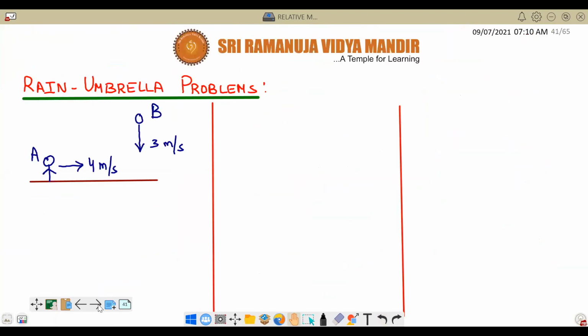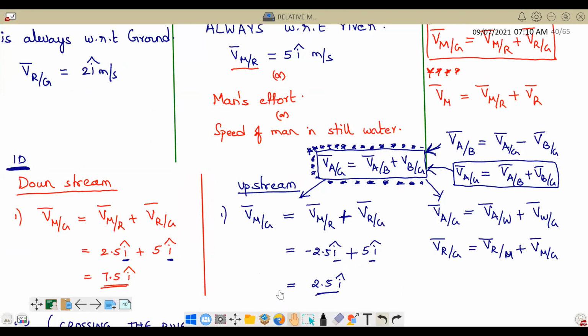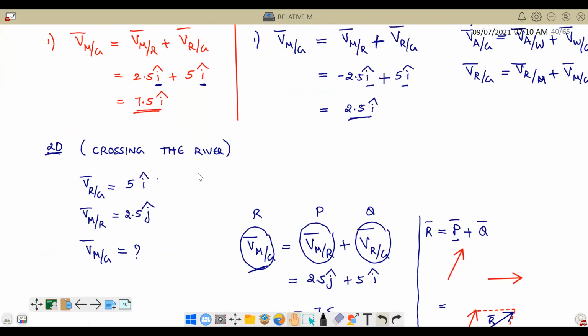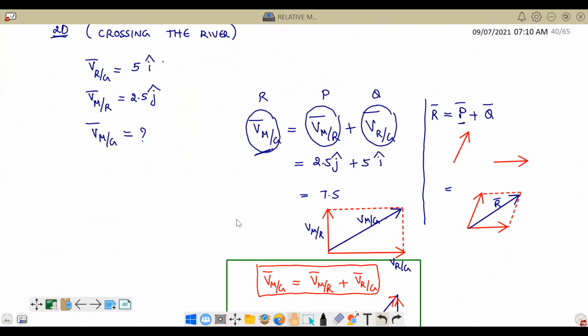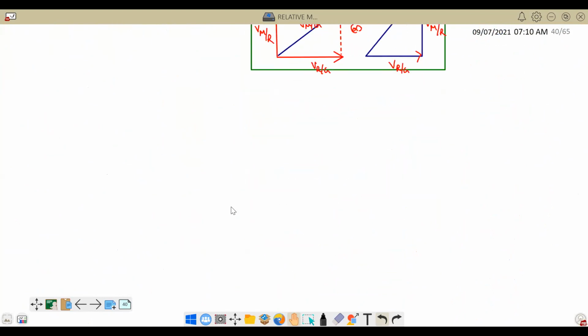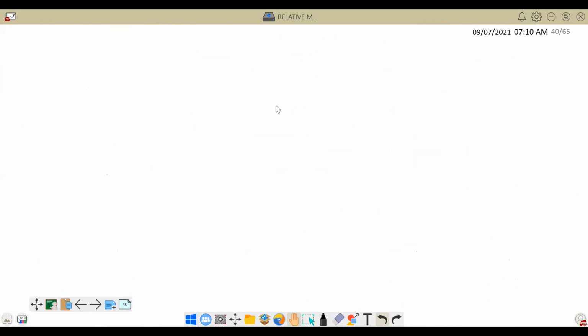So yesterday we have seen downstream and upstream, and then rain umbrella problems. Yesterday we have seen crossing the river also. I just explained it. So today we'll take up some problems on upstream and downstream, and then we'll go to the two dimensions.